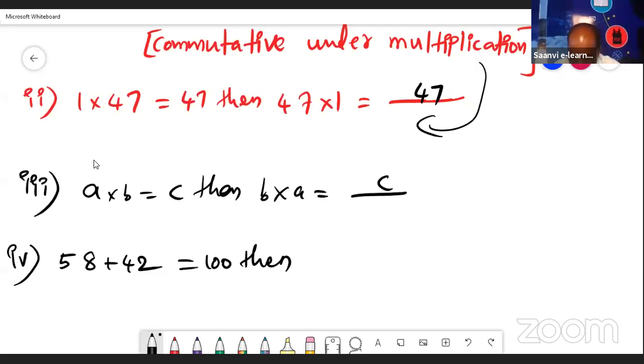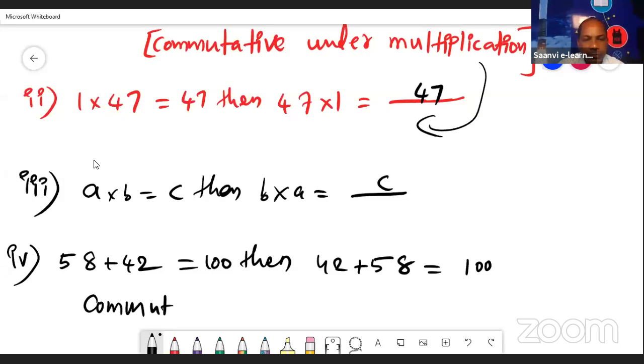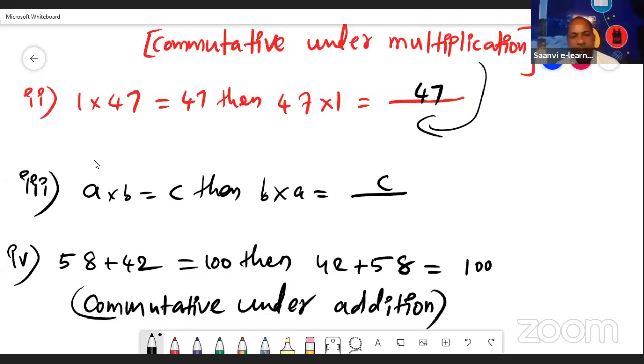Then 42 plus 58. 42 plus 58 is equal to, we get the same result, 100 only. According to which property? See here, 58 plus 42 is equal to 100. Then 42 plus 58 is also equal to 100. It means what property is involved here? Same here also, commutative property under addition. Here we have done addition, so this property is involved here, commutative property under addition.